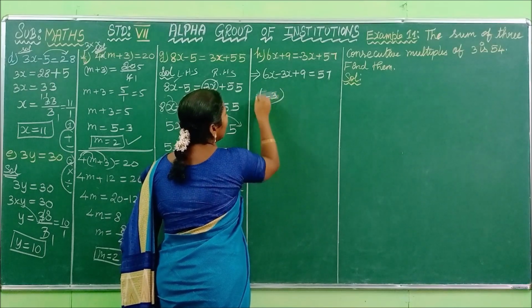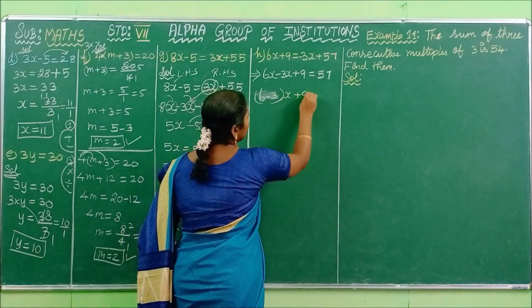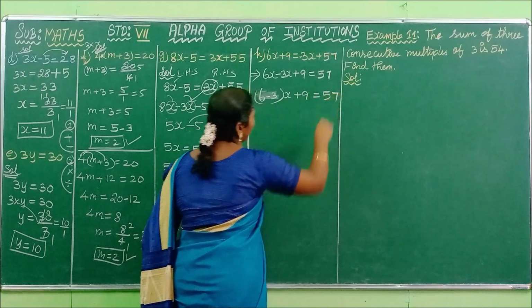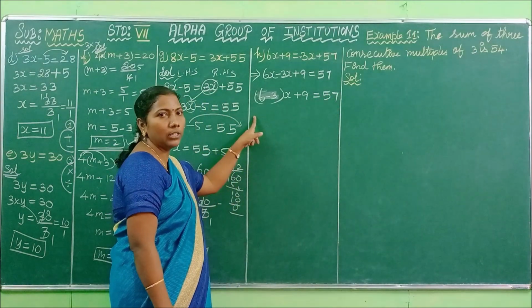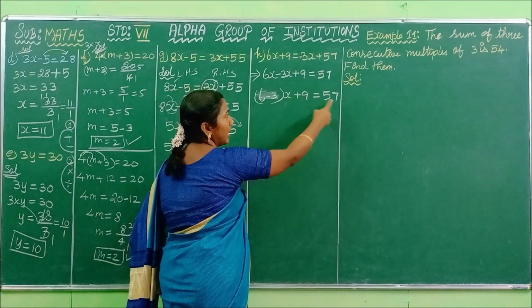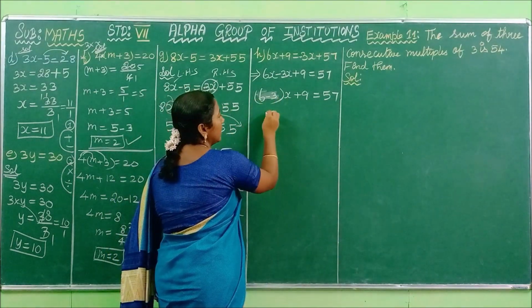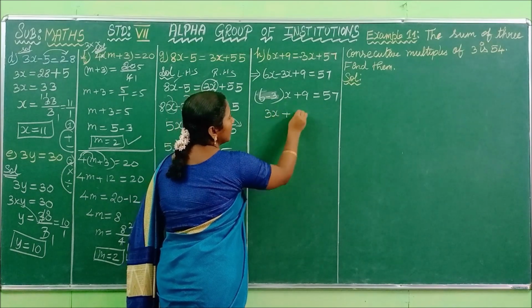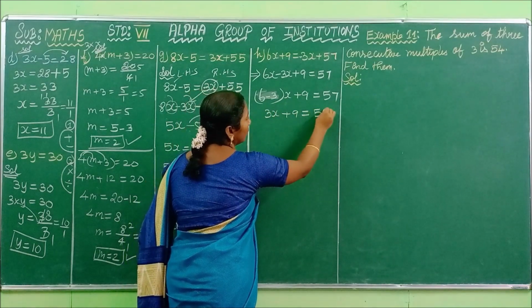See here. 6 minus 3 x plus 9 equal to 57. For your understanding purpose, I am including this step. Okay, you may also skip this step. So 6 minus 3 into x plus 9 equal to 57. 6 minus 3, what is the answer? 3x plus 9 equal to 57.